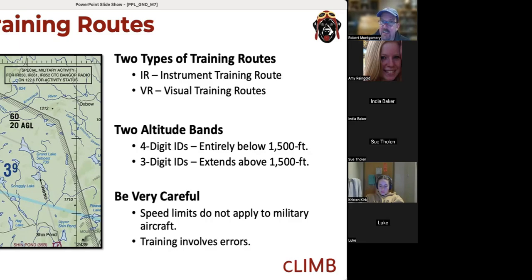And you can kind of guess the difference between them, right? Instrument training routes, somebody's looking inside at the flight instruments, trying to fly this thing like they can't see outside. And they're using things like a radar to try to see the ground and stuff like that. Visual, hopefully they're looking outside. But whether it's visual or instrument, be advised, these aircraft can be moving, right? They are not restricted by the 250 knot restriction. They're playing like they're at war, right? This is a military training route.